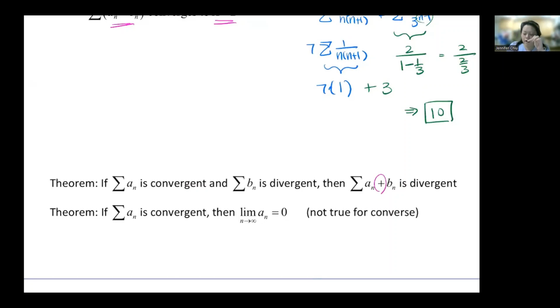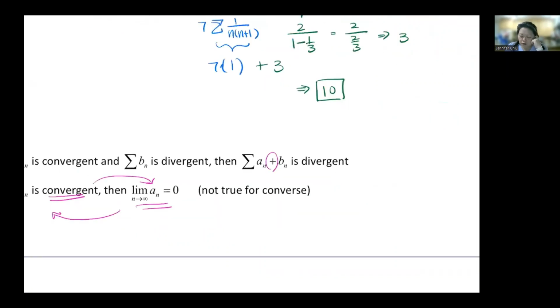Secondly, if a series is convergent, then the limit of the sequence is equal to 0. But remember, the converse is not true. If the limit equals 0, it doesn't mean it's convergent. But if it is convergent, it means the limit is 0. So if I look at the sum of 1 over n, we know this is divergent. Taking the limit as n approaches infinity of 1 over n actually gives me 0. So the limit is 0, but we know from above this is a divergent series, so it is not convergent.